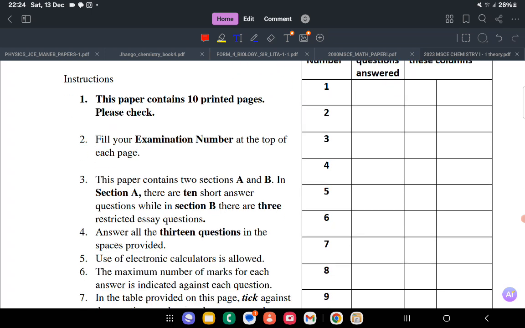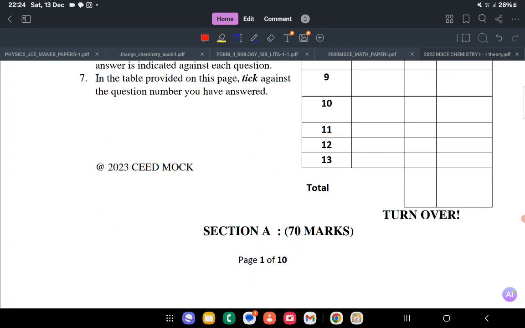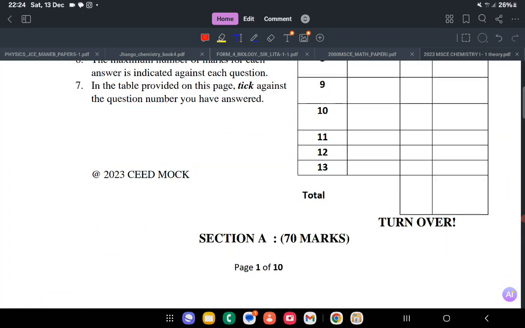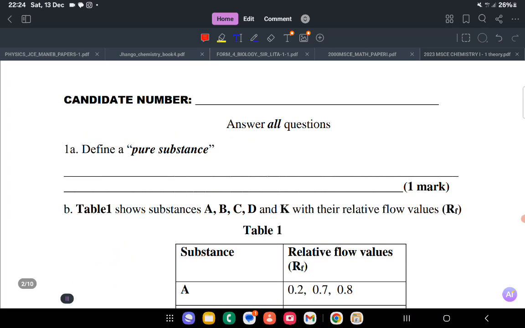So check that the paper has 2 sections, sections A and B, and contains 13 questions. I'm sure we have 10 in Section A and 3 questions in Section B. Take note of that. That's the structure of the paper. Without wasting your time, let's go to the questions, starting off with Section A.